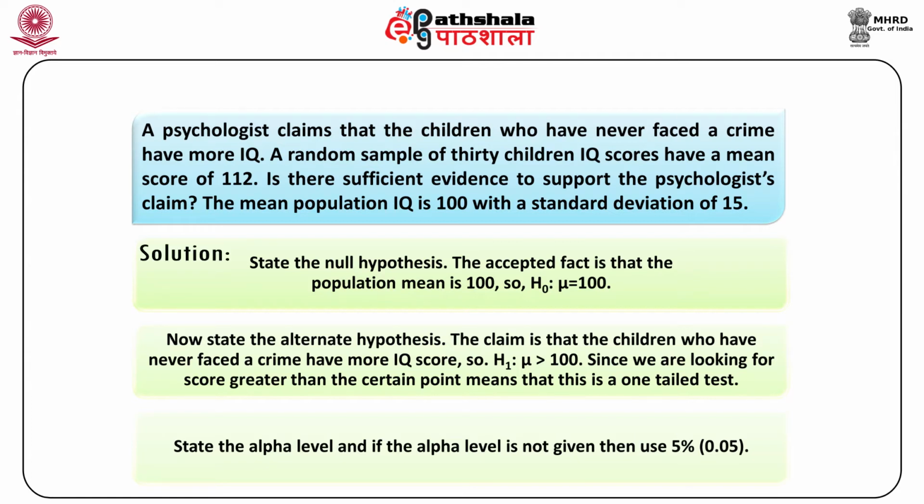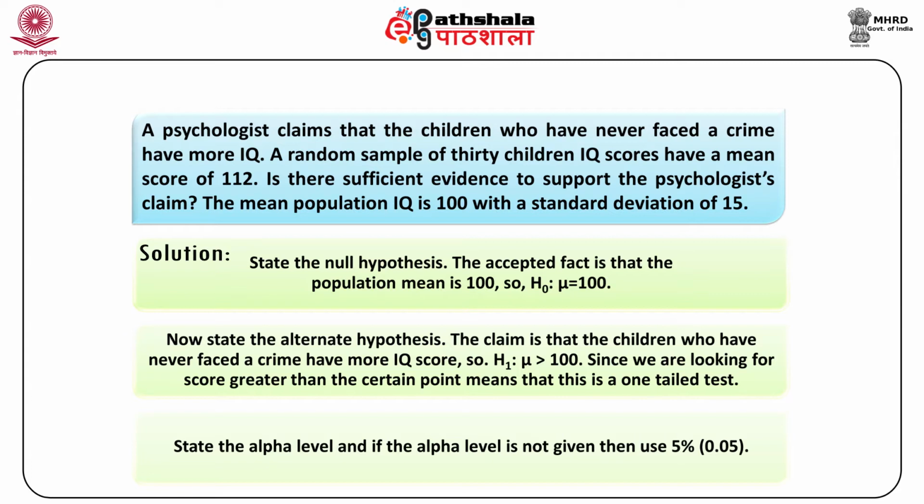Solution: 1. State the null hypothesis. The accepted fact is that the population mean is 100. So, the null hypothesis is mu equals 100. Second, state the alternate hypothesis. The claim is that children who have never faced a crime have a higher IQ score. So, the alternate hypothesis is mu is greater than 100. Since we are looking for scores greater than a certain point, this is a one-tailed test.